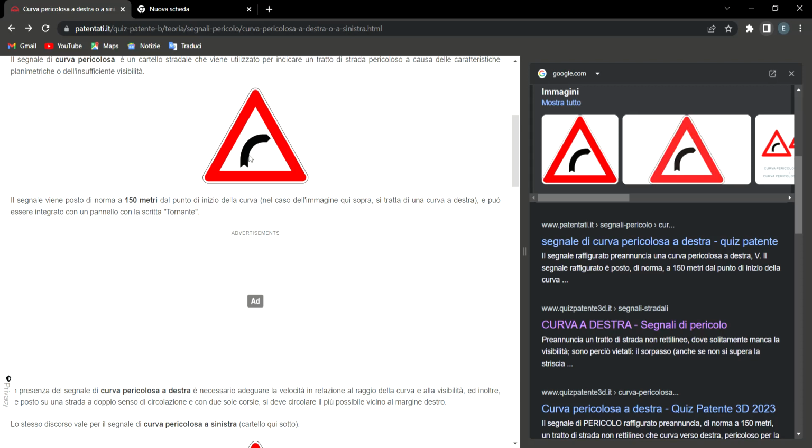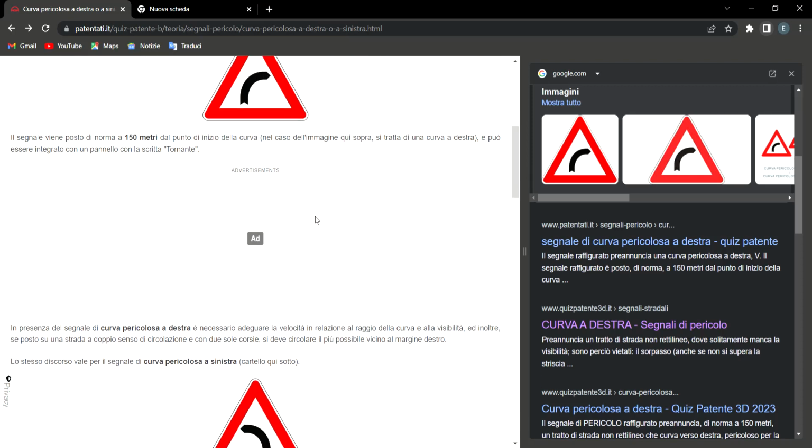You can see the bentness of the road. So the arrow is facing what? It is facing right. It simply means that the bentness of this road is directly to what? To the right hand side. You can see it here.